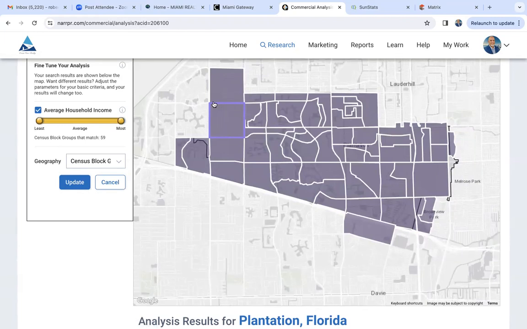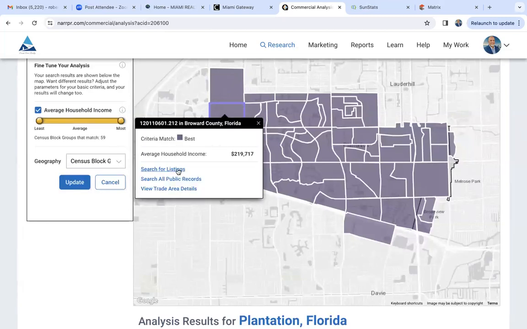So if you guys have clients looking to move into the highest income producing area, or if you have clients that are looking to sell their goods and their services to the highest income producing area in Plantation, it is this one right here. Okay. And you can always come here and then you can search for listings. You can search through all public records and do your prospecting that way. Okay.